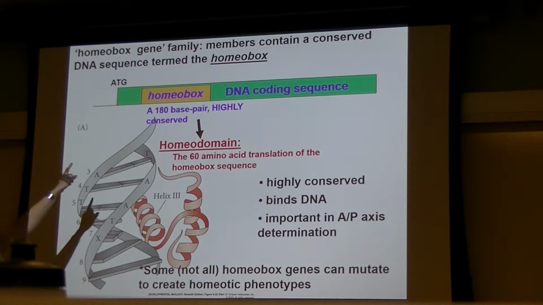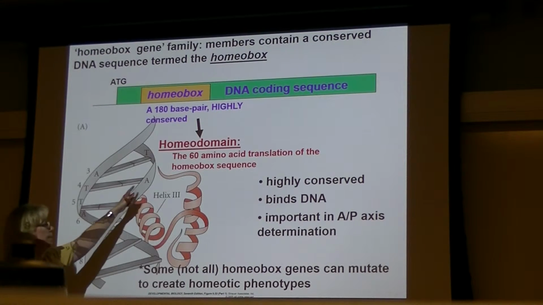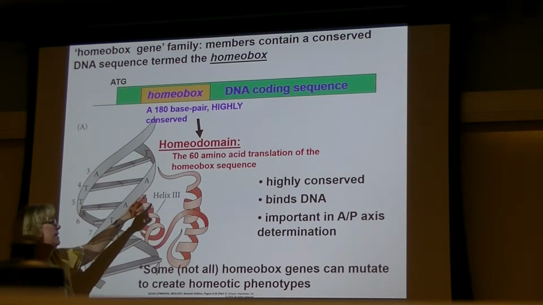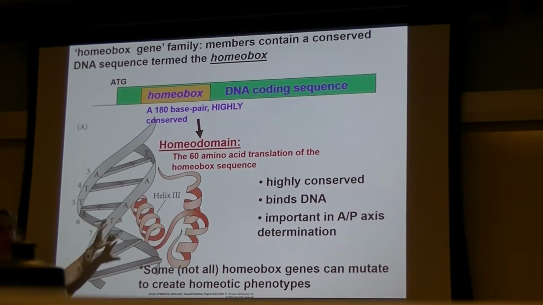That 180 base pairs, when you're looking at the protein portion that was coded by that, it's going to be 60 amino acids. Of course, we have 3 base pairs for 1 amino acid. And in our little diagram of the protein structure, this is going to be a portion of it that actually touches or binds to the DNA.